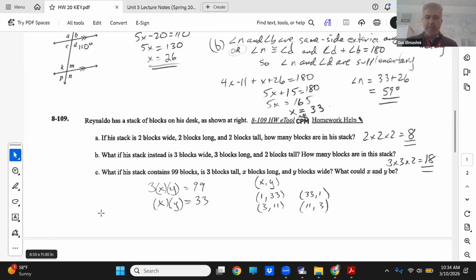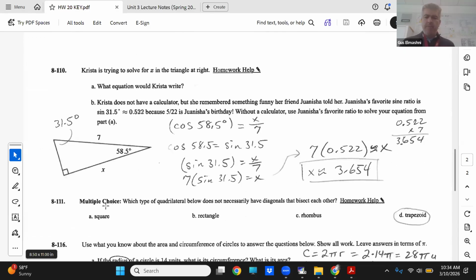For 109, that's just more. We're going to move into 3-dimensional geometry later in the year. So just kind of get you thinking about that. I think that's what's going on there for that one. Yeah, that's what it looks like is happening there. For 110, more trig. For 111, you guys should know that.